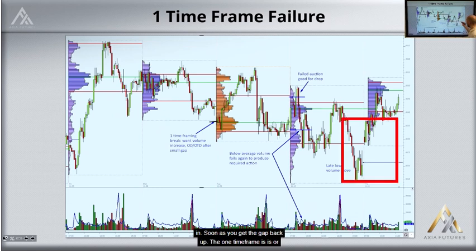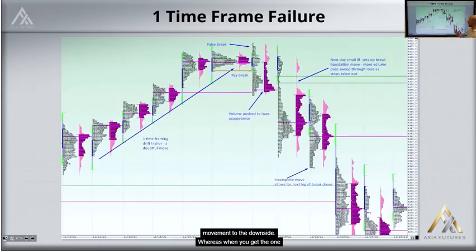As soon as you get the gap back up, the one time framing break has failed to then create the movement to the downside. Whereas when you get the one that works, completely different.